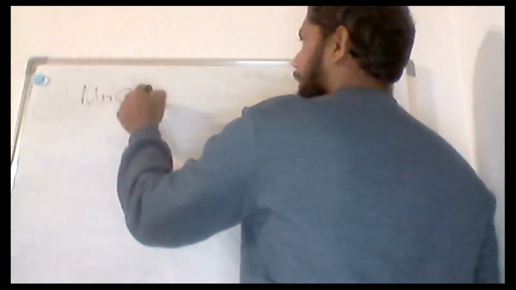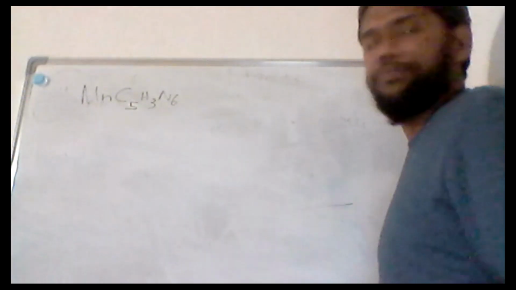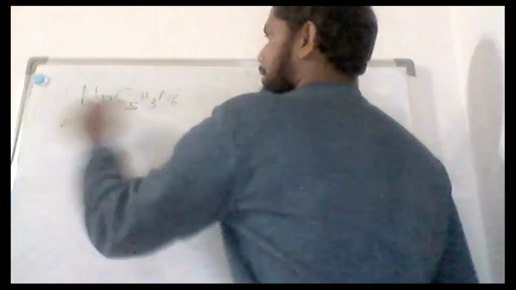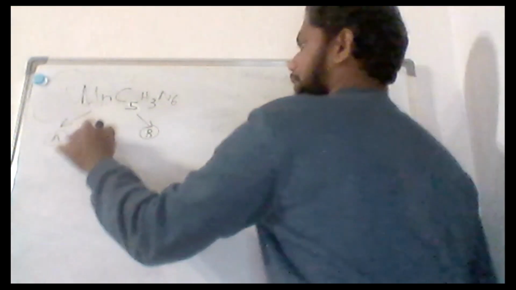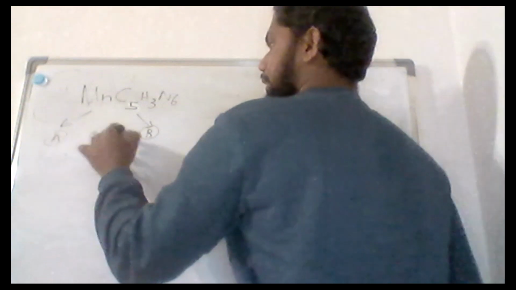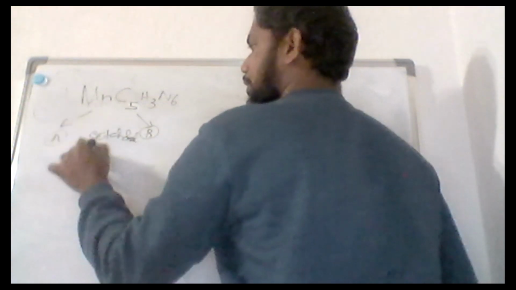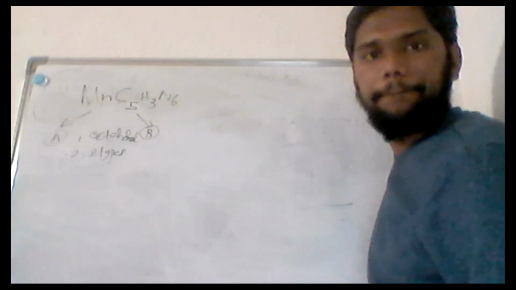Right, a common formula is given, right? The common formula is Mn C5 H3 N6. Now think about a situation where A and B should be octahedral. That is one point. The second point is that only 2 types of ligands should be there in A and B, right?